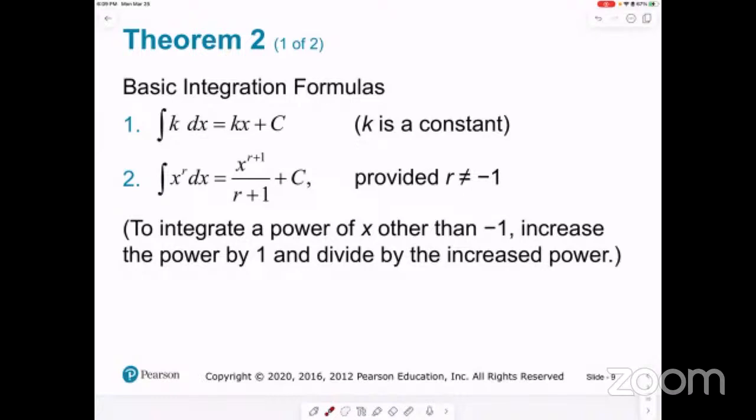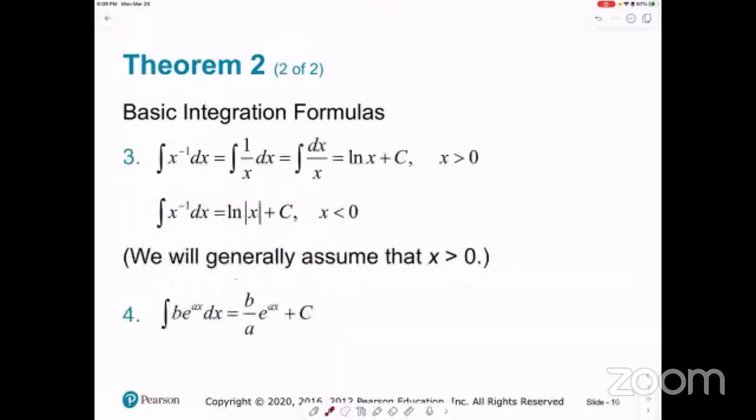Let's see what else we got. The integral of 1 over x, I think that one is natural log. That's like dx over x right here. So we have x to the minus 1. That's the same as dx over x. And the integral of that is going to be the natural log of x plus some constant, as long as x is positive. If x were negative, then it's going to be the natural log of the absolute value of x plus some constant. Okay.